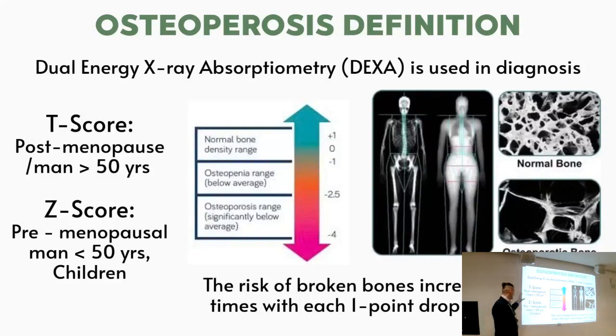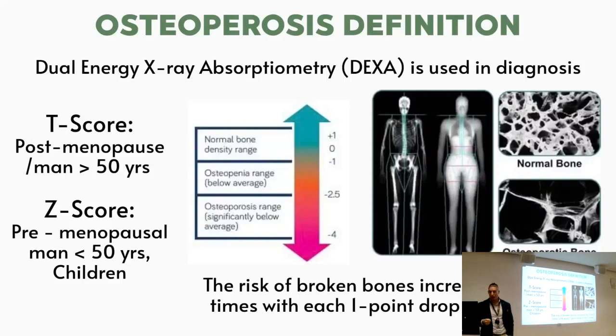We use Z-scores for pre-menopausal women and for men under the age of 50 and for children. So it's the same concept, it's just the standard that we're comparing these people to is different, okay?